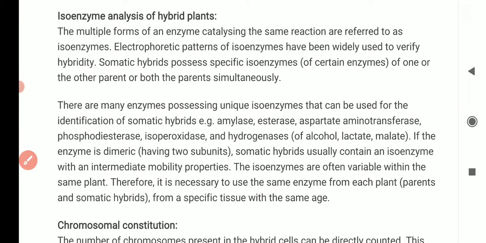So hybrids contain isoenzymes of one or both the parents simultaneously. Okay, so there are some unique isoenzymes. Let's say species 1 has a unique isoenzyme, and species 2 has no unique isoenzyme. So if you get the hybrid and you test with the enzyme reaction, and you see that the hybrid could produce that particular protein, you will understand that it has taken up the unique isoenzyme of one parent into the new hybrid.